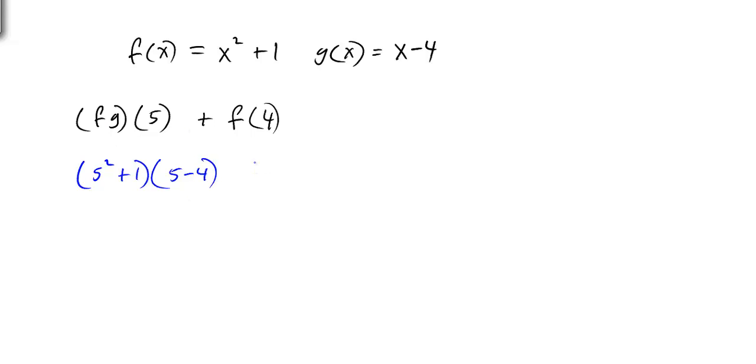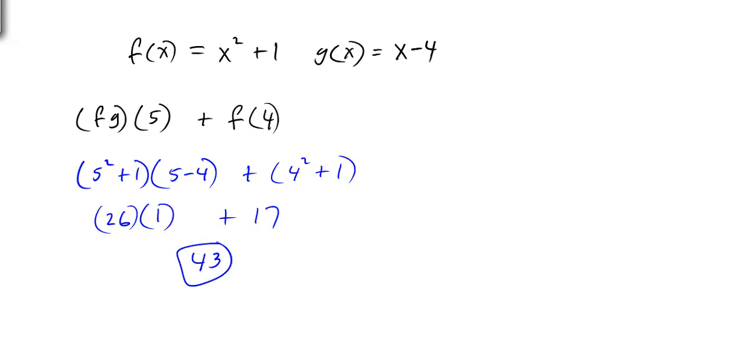Okay, so that's the first part. Then we have plus f of 4. So let's just go to function f and plug in a 4. So that would simply be 4 squared plus 1. And then all you have to do is simplify this. So we would have 25 plus 1 is 26. 5 minus 4 is 1. And then 16 plus 1 is 17. And then 26 plus 17 equals 43.